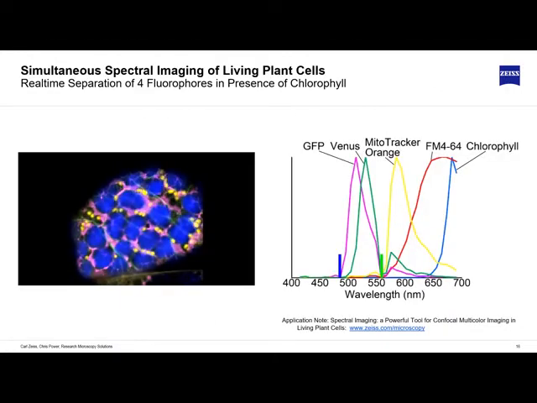If I give you an example here, this is 4 different fluorescent labels in a plant cell, which also has chlorophyll autofluorescence. We can now image that and we can separate out the different colors. So you don't have to worry about endogenous autofluorescence. And this technique gets really, really powerful.